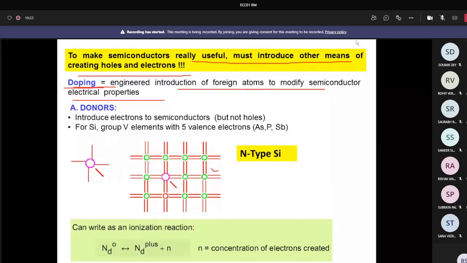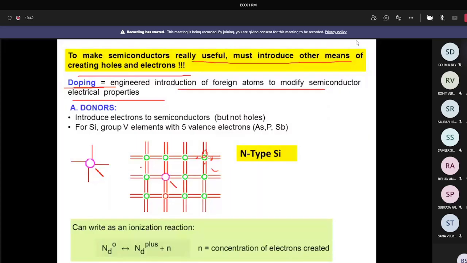So you have 4 electrons here, and here, and here, in the outer shell there are 4 valence electrons. So each silicon atom has 4 outer electrons.